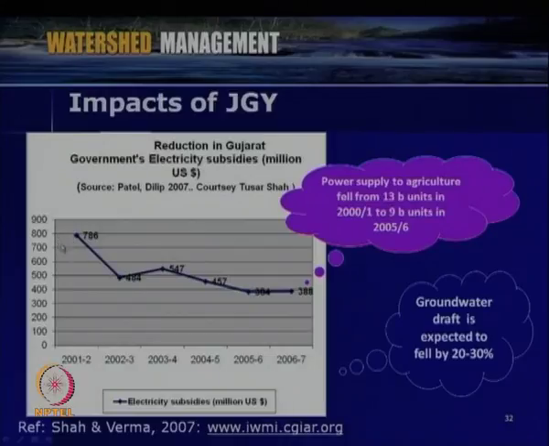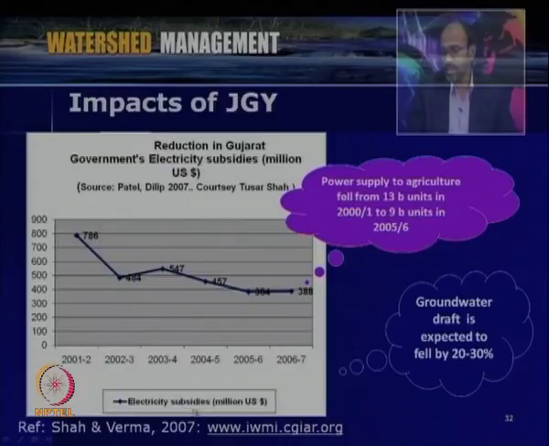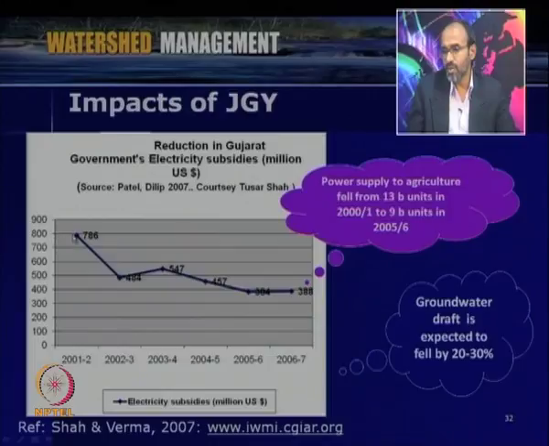You can see that the electricity subsidies were reduced from about 786 million to $388 million from 2001 to 2007. The outcome was that power supply to agriculture fell from 13 billion units in 2001 to 9 billion units in 2005-6, and the groundwater decline is expected to fall only very slowly. So, groundwater recovery also took place. Those were the outcomes of this.